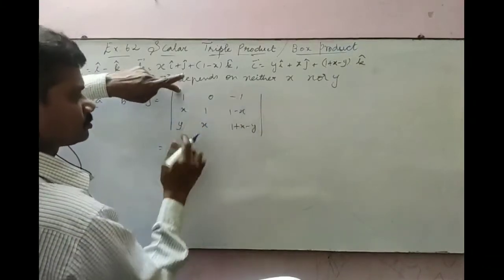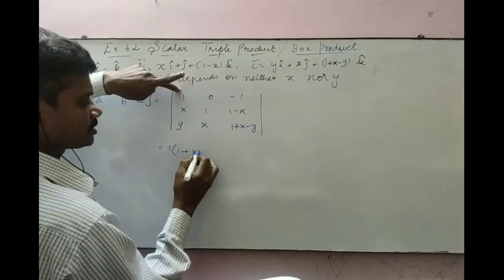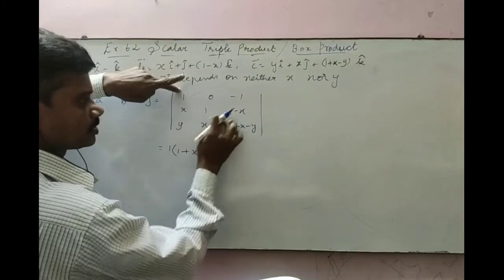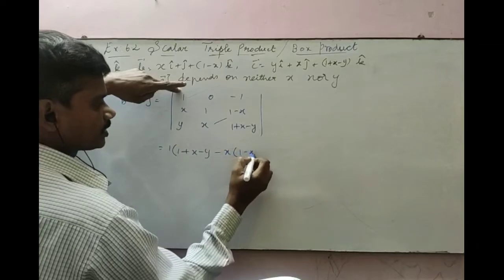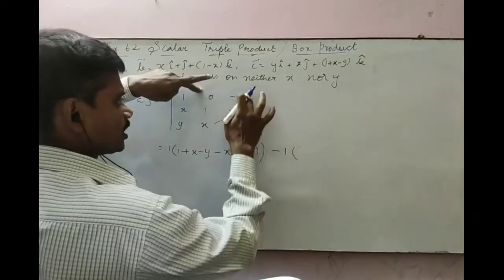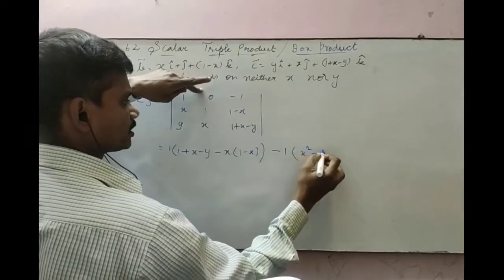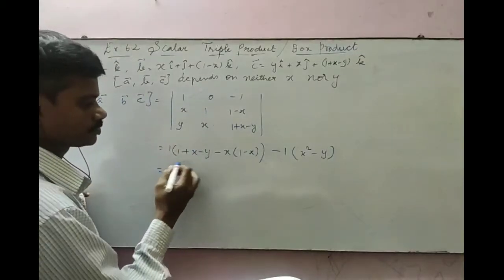1 into, I am going to multiply this 1, you will get 1 plus x minus y, 1 with these three terms. 1 plus x minus y. I am going to multiply these terms with minus x into 1 minus x. Next term is 0, leave that. The third term is minus 1 into x square minus y. Now you simplify this.